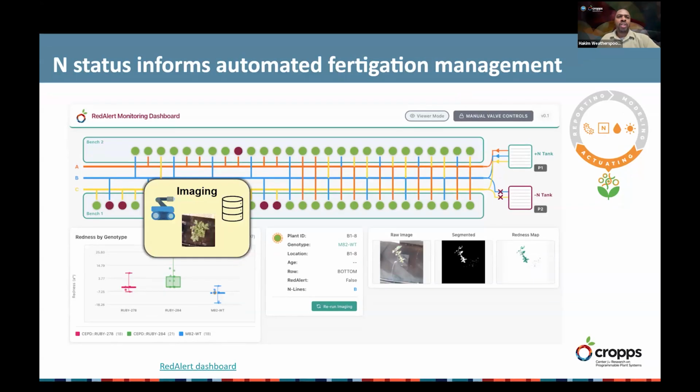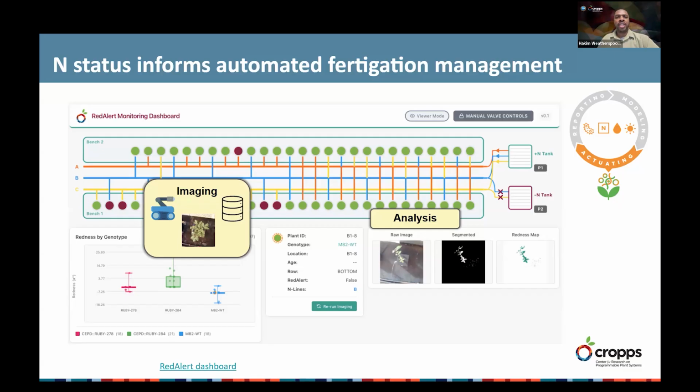Behind the dashboard is a complete closed-loop pipeline. First, a robot captures images of the plants. Those images are stored in a database, then passed into our analytics pipeline, where we segment the plant images, extract signal values, and determine whether the plants indicate nitrogen deficiency or sufficiency. Those analytics are trained and calibrated so the system can move from raw images to actionable decisions.